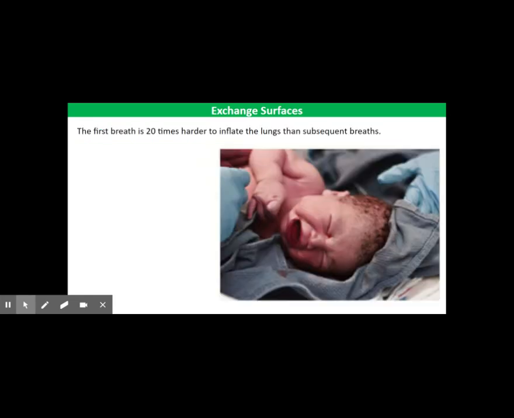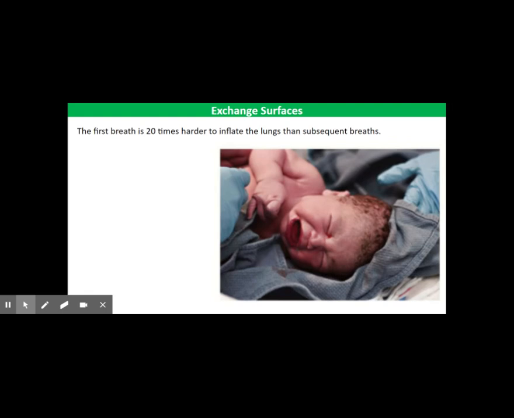Now, the final little part of this topic, or this video tutorial, is just on the first breath. So the first breath of life you take. Now, that first breath is approximately 20 times harder than any subsequent breaths. And the reason for that is because before you take your first breath, the elastic tissue has never been stretched before. It's never been extended. The muscle contraction of the ribs and the diaphragm has to therefore overcome elastic recoil of the lungs, as well as adhesion of the surfaces.